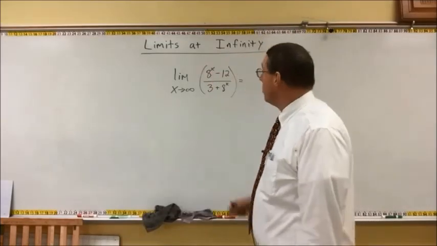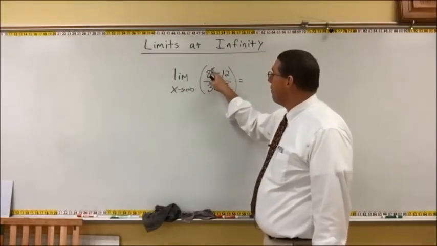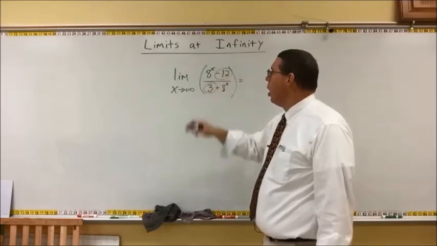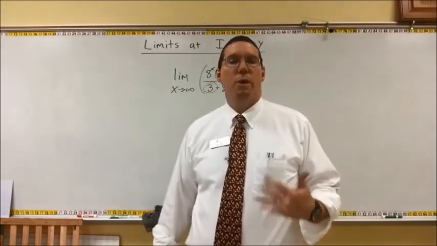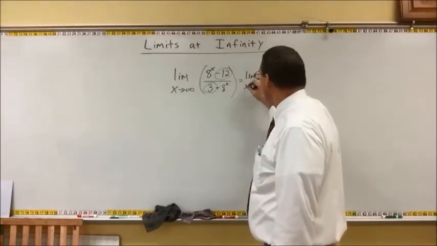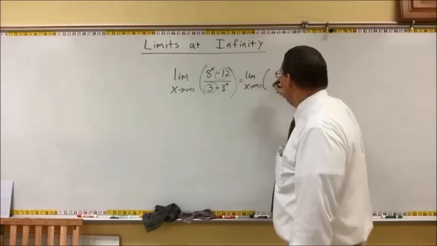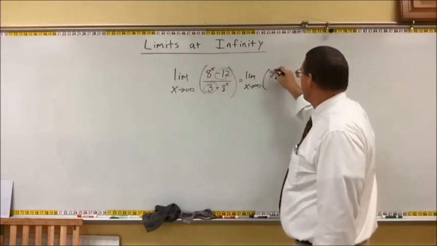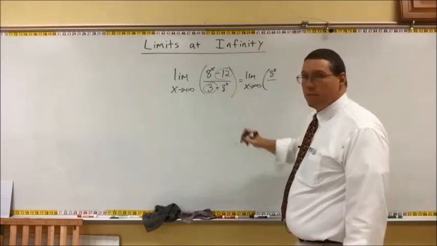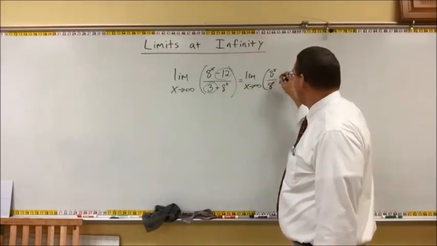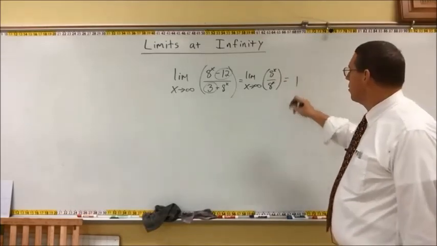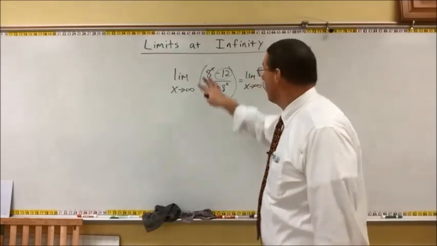And so when we're dealing with exponential functions at positive infinity, the constants that go along with them are irrelevant, and we can ignore them. So this is basically the same thing as the limit as x approaches infinity of 8 to the x power over 0 plus 8 to the x power, which is just 8 to the x power. And what is 8 to the x power divided by 8 to the x power? It's 1. And so that's what the answer to this limit would be.